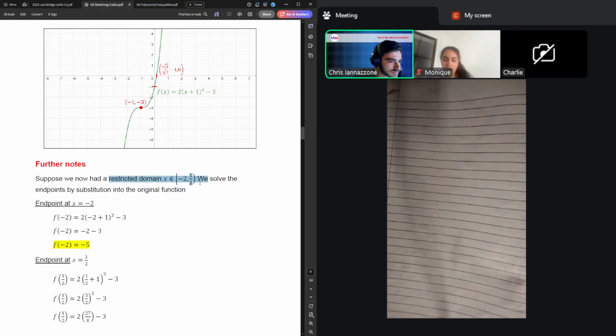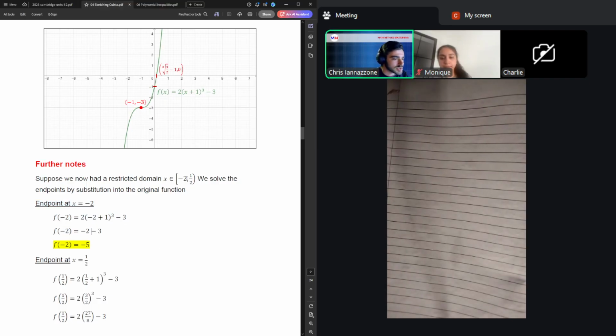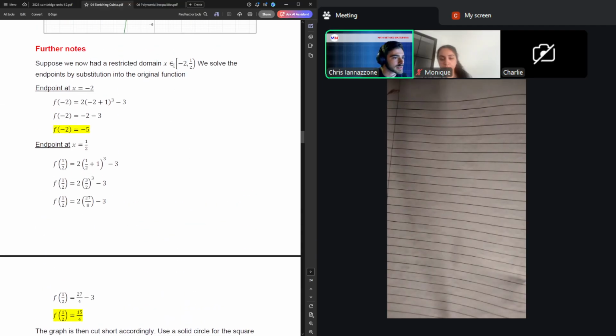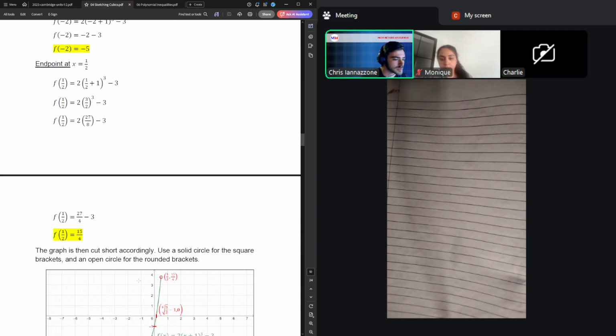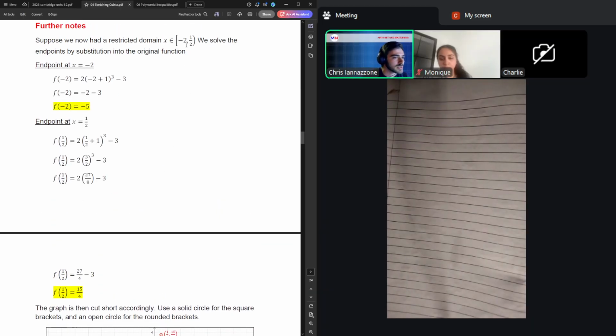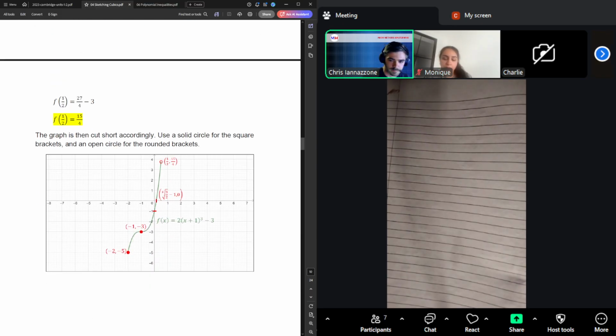If you did have a restricted domain, endpoints are solved the exact same way as solving any other endpoints. Just shove the x values into your f of x function and get the corresponding y value. And then make sure you're using the right dots. So, reminder that when it's a square bracket, you use a dark circle to denote that endpoint. And if you have a rounded bracket, then you would use an open circle for that.